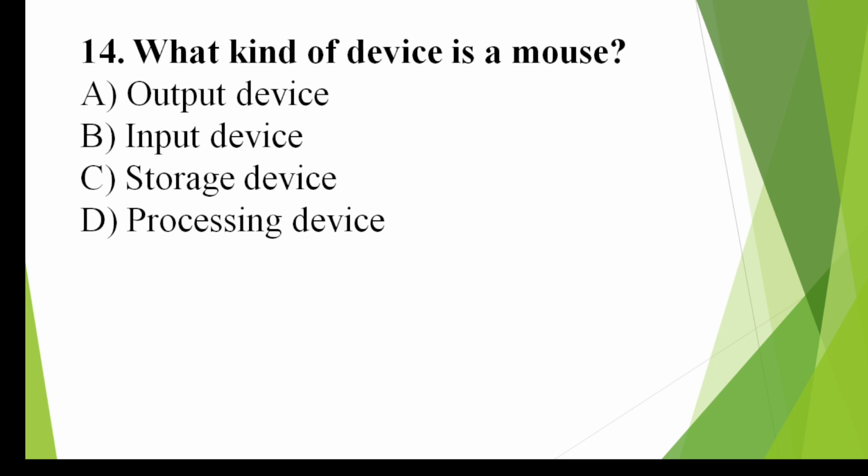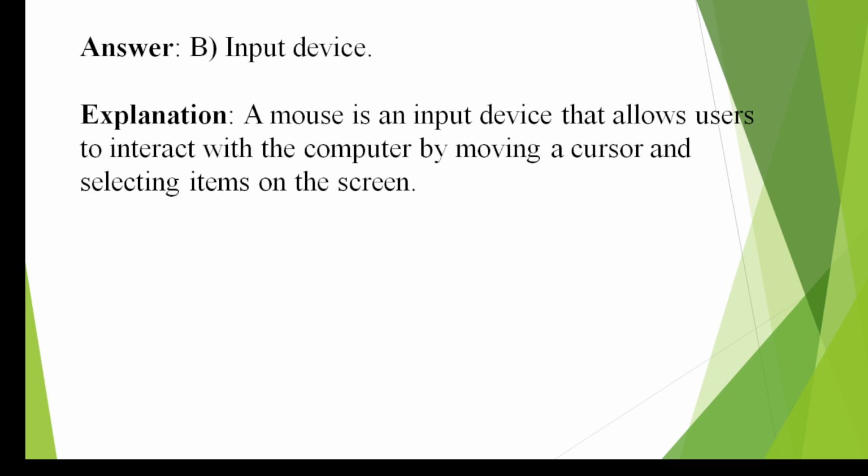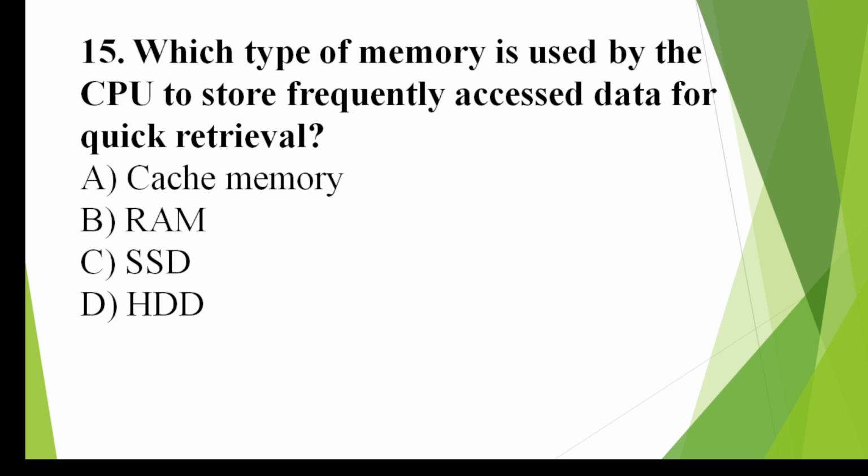Let's move to question number 14. What kind of device is a mouse? A. Output device, B. Input device, C. Storage device, D. Processing device. The correct answer is input device. A mouse is an input device that allows users to interact with the computer by moving a cursor and selecting items on the screen.